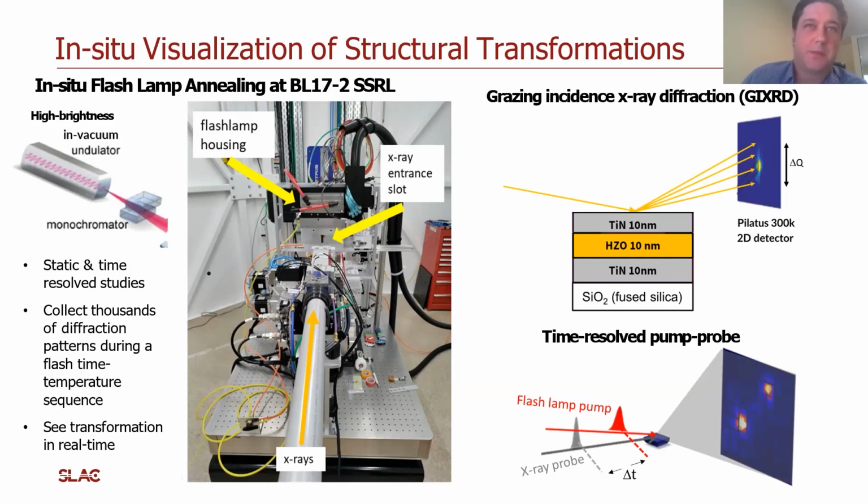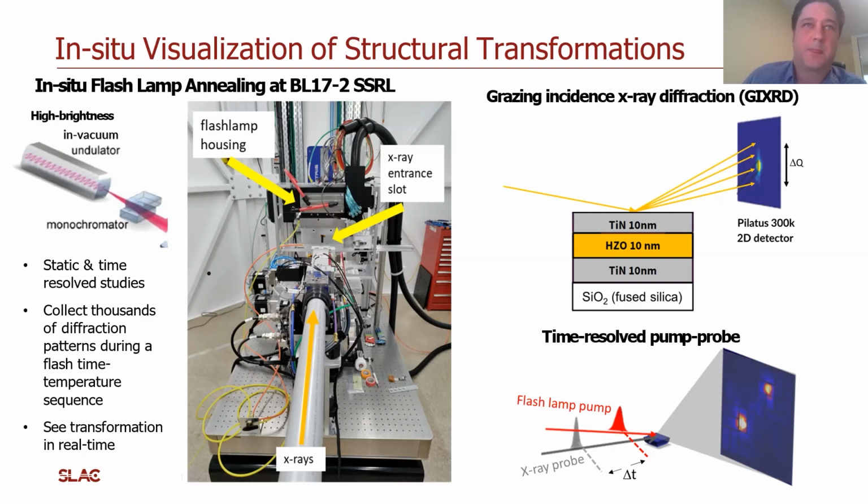This tool was commissioned at Beamline 17-2 at SSRL. This is a high brightness and vacuum undulator beamline, enabling grazing incidence X-ray diffraction and time-resolved pump probe studies on ultra-thin films. For pump probe studies, thousands of diffraction patterns during a flash time-temperature sequence are collected, enabling visualization of structural transformations in real time.